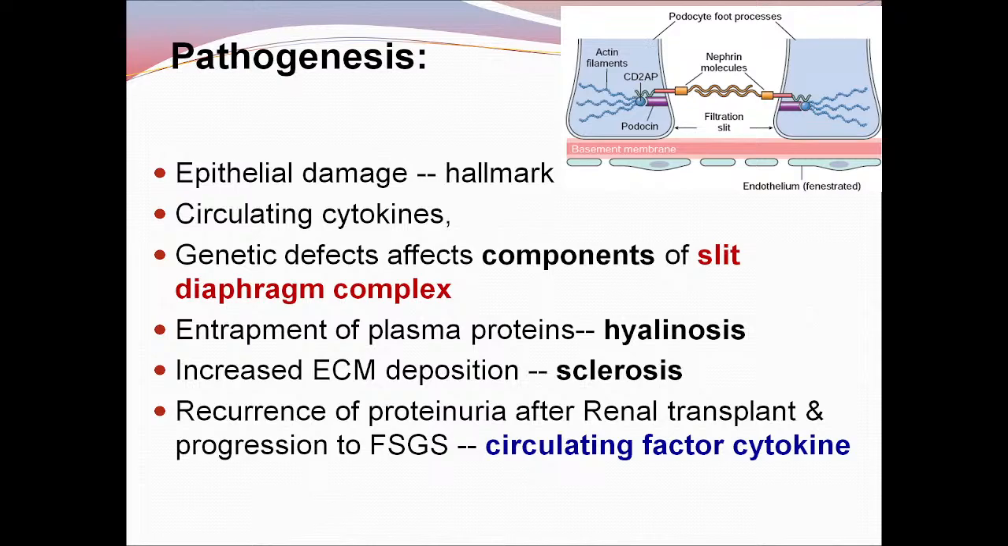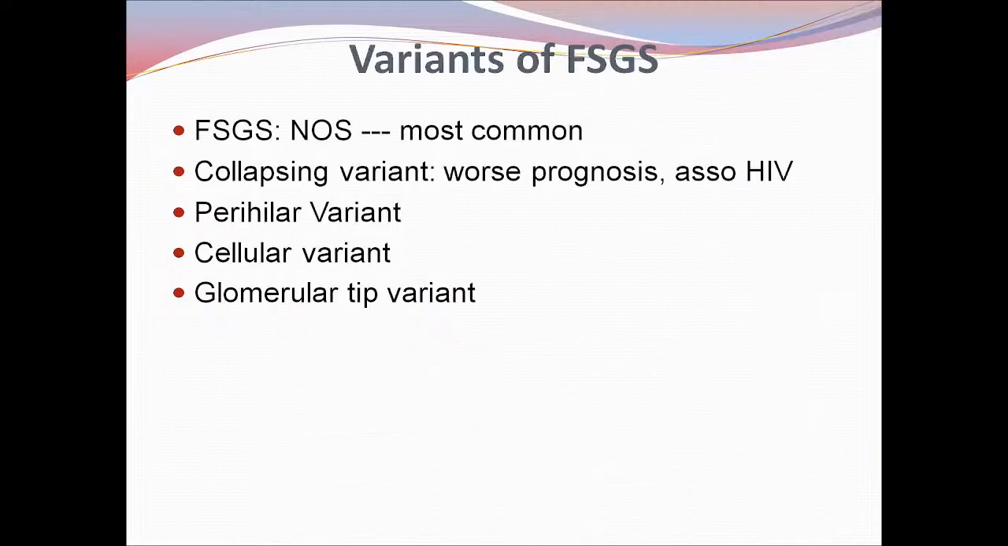We have seen whether it is podocin or nephrin in focal segmental glomerulosclerosis. It is nephrin, and these are some of the genetic defects in components of the slit diaphragm. To begin with there is hyalinosis, the entrapment of plasmaceous material. Later there is deposition of extracellular matrix leading to sclerosis, and circulating cytokines may be found in these patients. These patients may have recurrent proteinuria and land up in complications, so we have to put the patient on transplant.